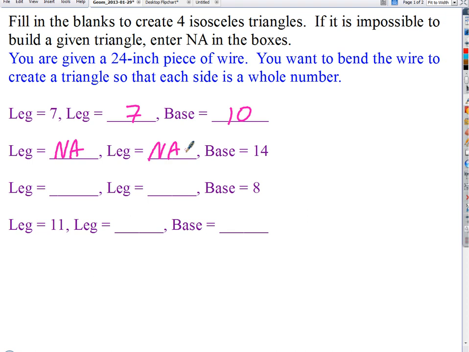What about this guy? What if the base is 8? That leaves us how much for the 2 legs? 16 total, 8 on each. So can that work? Well, obviously, yeah, right, because they're all the same length.